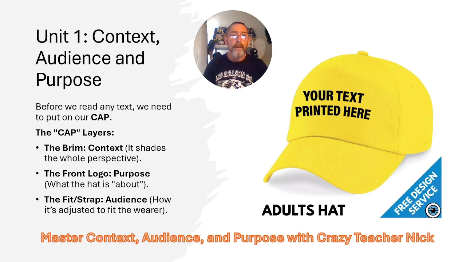Context, audience, and purpose. Before we read any text, we need to put on our cap. So you've got the cap layers. For example, perhaps the brim is the context, that covers the whole perspective of your text. The front logo, what is the hat about? And then the fit strap at the back, that's your audience. How is the text adjusted to fit the wearer?